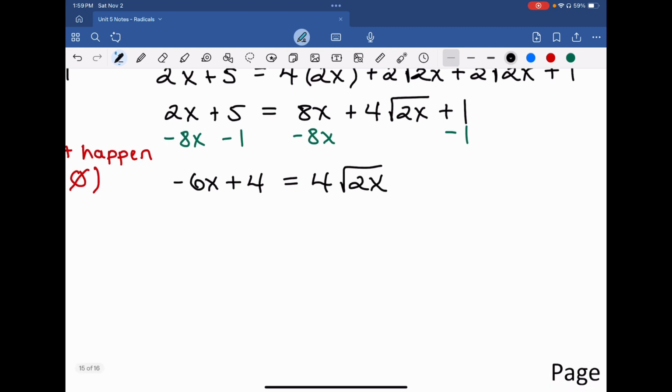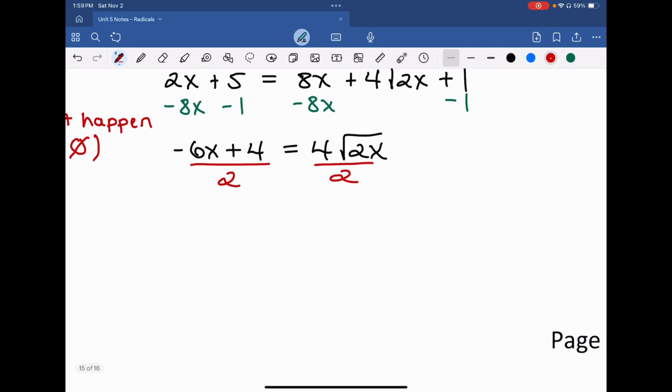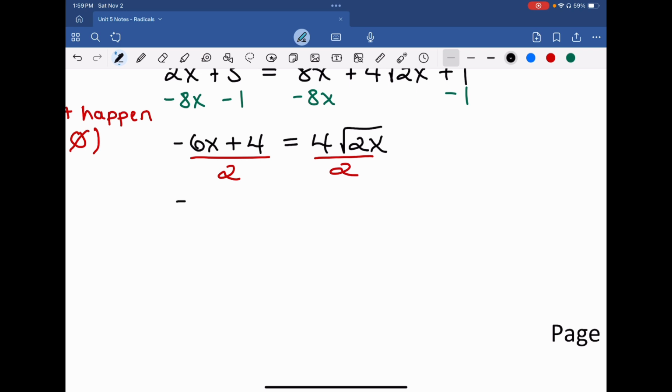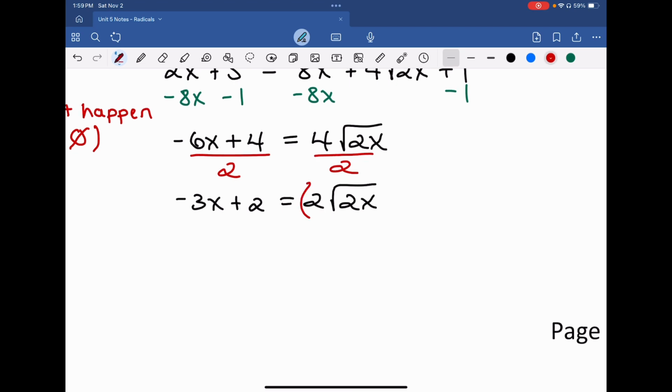If I can reduce these all by 4 or some number, I should. So maybe what I'm going to do is divide these all by 2 as a way to eliminate a factor out of here. This is going to make this negative 3x plus 2 equal to 2 square root of 2x. Now I'm going to square both sides. So I square the right-hand side, I square the left-hand side.